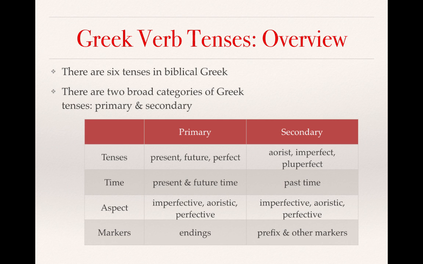through the endings. The secondary tenses, on the other hand, refer to the aorist, the imperfect, and the pluperfect. These refer to actions in past time, but they also can have a variety of aspects. They can be imperfective, aoristic, or perfective. And they are typically marked by a prefix, something that comes before the verb, and something that comes after, like an ending, or other markers within the verb.